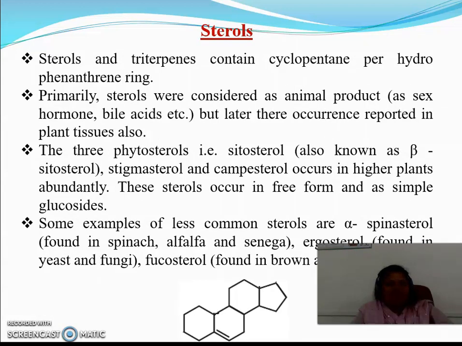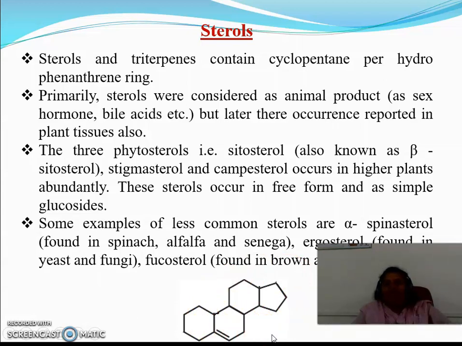Now let's see what is sterol. Sterols and triterpenoids contain a cyclopentane perhydrophenanthrene ring. You can see this structure. This is the phenanthrene ring, which will have added hydrogens, so the double bonds are not there, only one single double bond is present at this end, and here you can see a cyclopentane ring. So it will be called a cyclopentane perhydrophenanthrene ring. This is the structure of sterol.